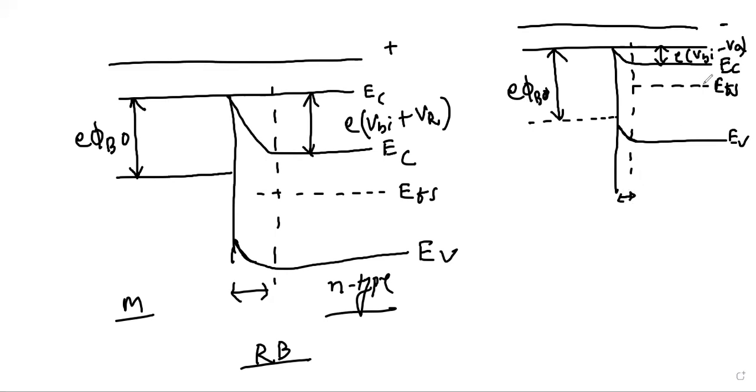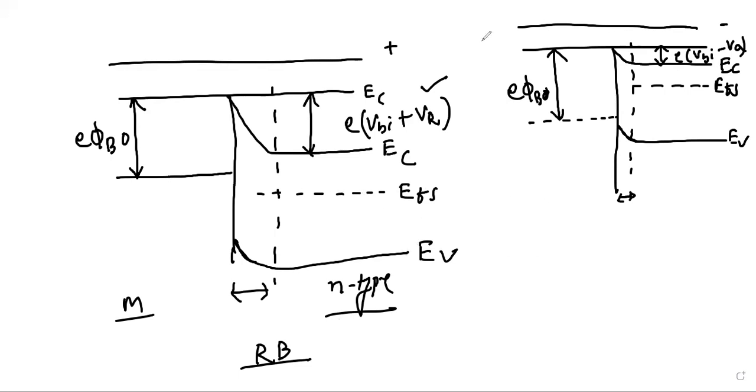So the barrier for the electrons coming from the conduction band of the semiconductor to the metal side is decreased, right? Whereas in the reverse bias case, you can see the potential barrier from the semiconductor side to the metal side is more. Okay, this is how the biasing works.